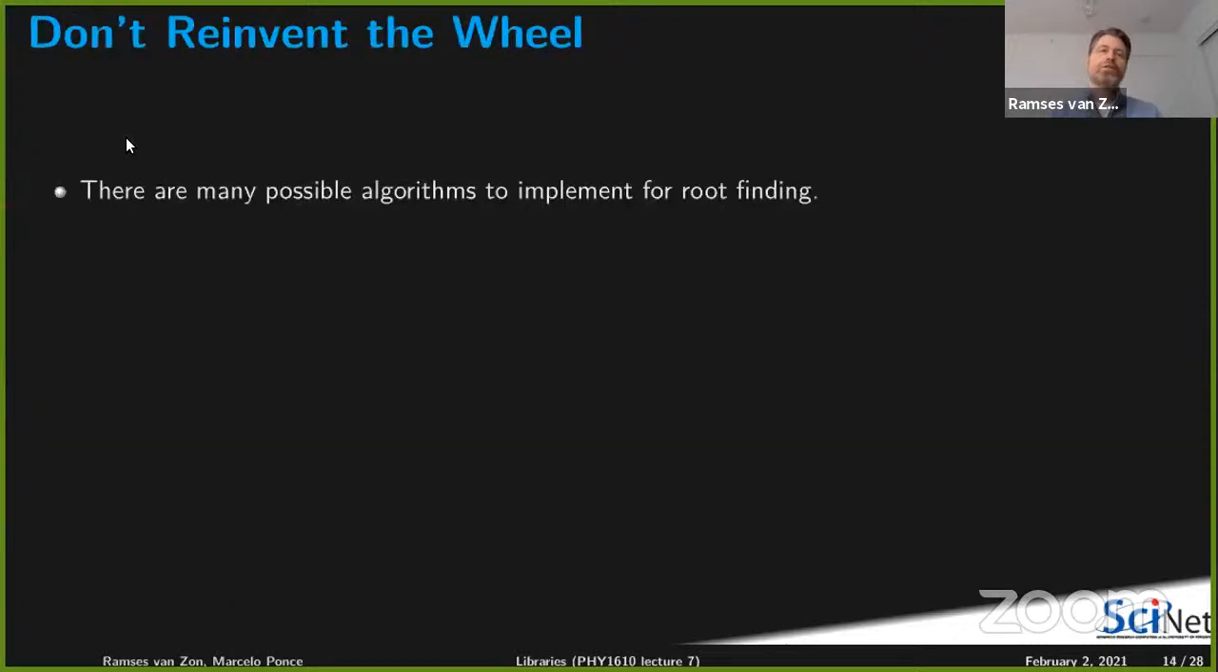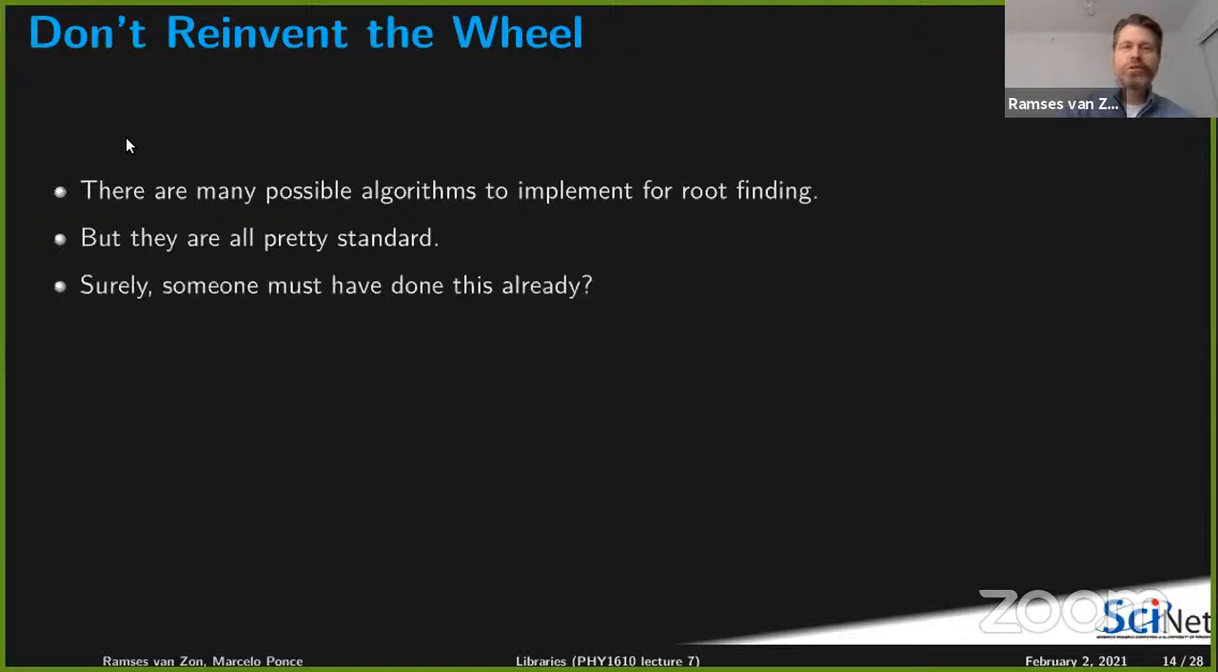So the whole point here is not to reinvent the wheel. For root finding, there are actually very many ways to do root finding. You could implement them, you could not, but you shouldn't have to. They're all pretty standard. In fact, root finding is a century-old technique, if not older. People did them even before there were computers. And so somebody must have taken these algorithms and put them in some code, and that's correct.